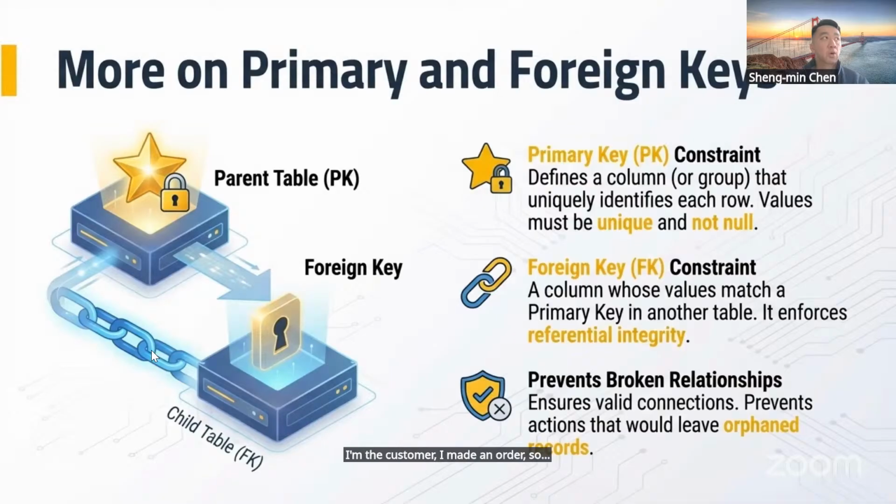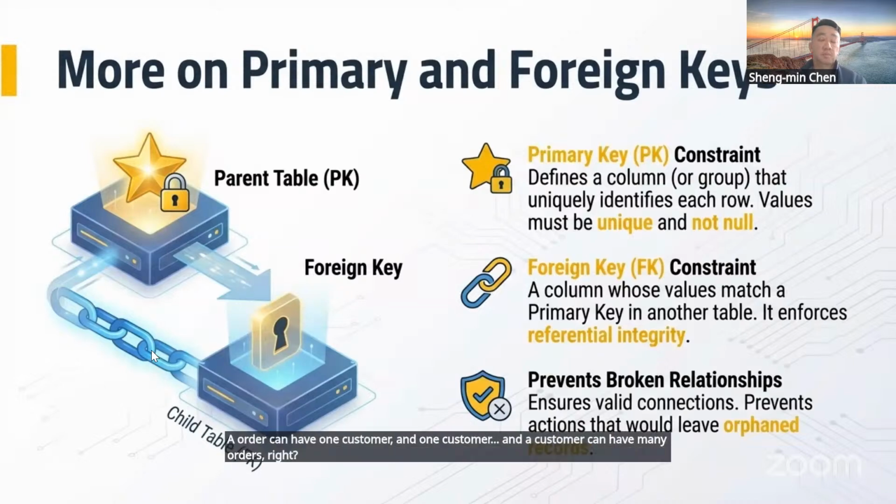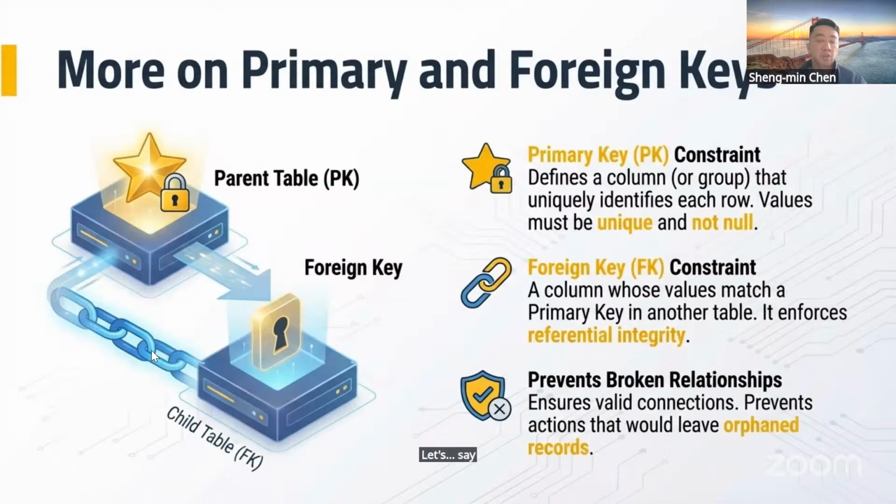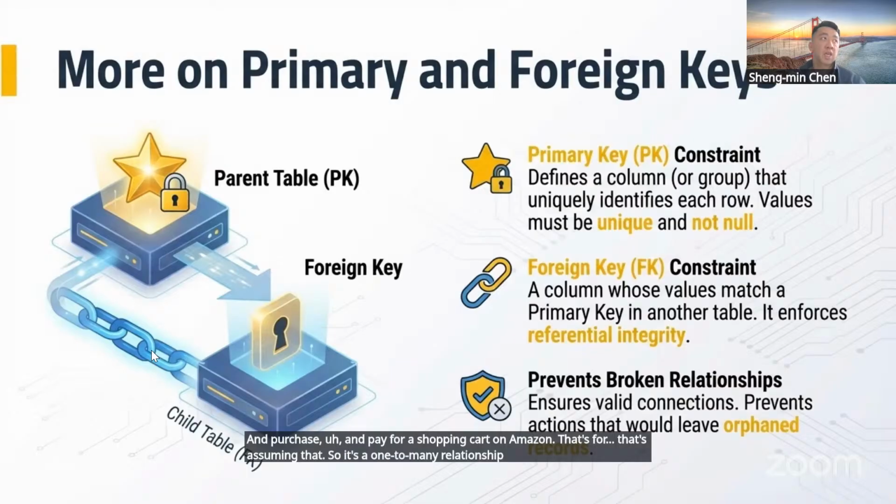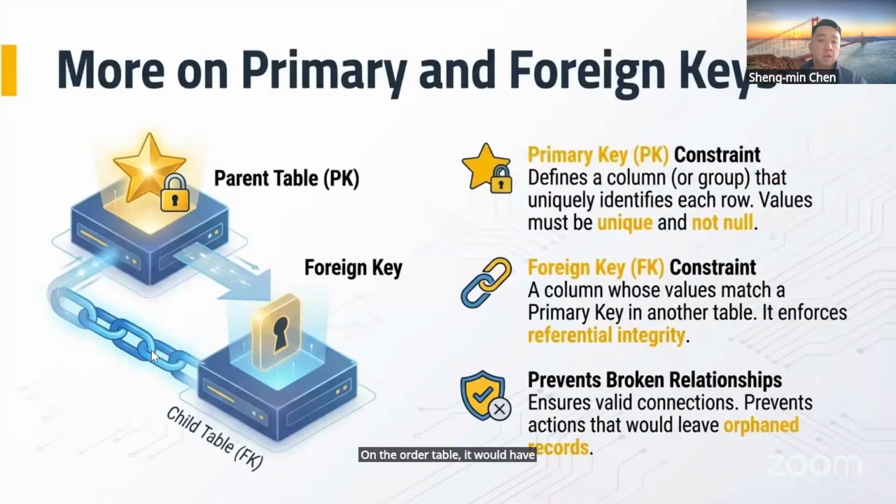So an order can have one customer, and a customer can have many orders, right? Let's say that a group cannot place the order for now. So only one person can go and purchase and pay for a shopping cart on Amazon. That's assuming that. So it's a one-to-many relationship, right? And so let's say on the order table, it would have me as a customer ID on there as a foreign key.